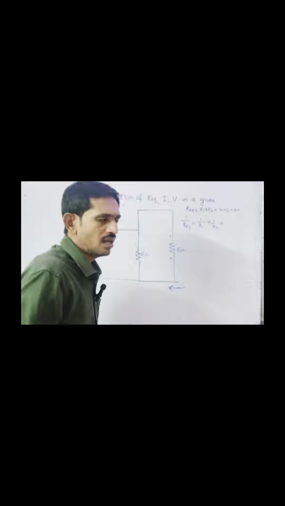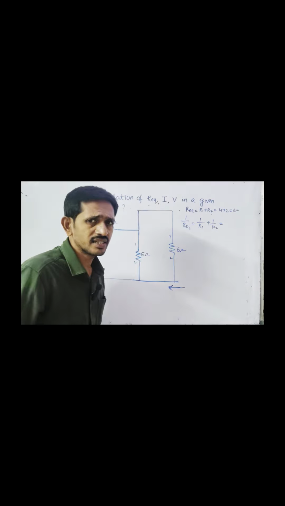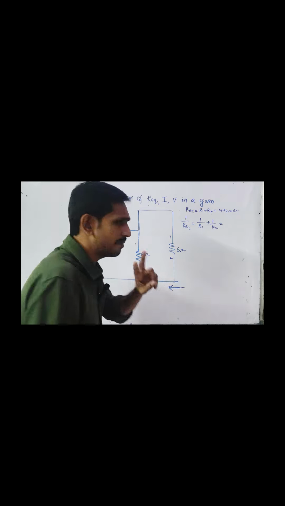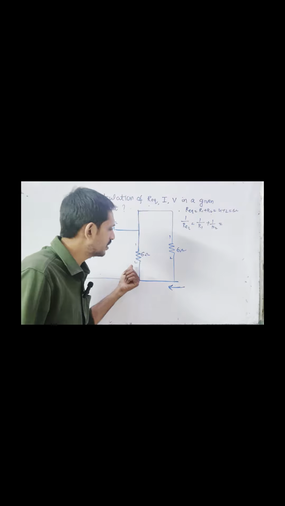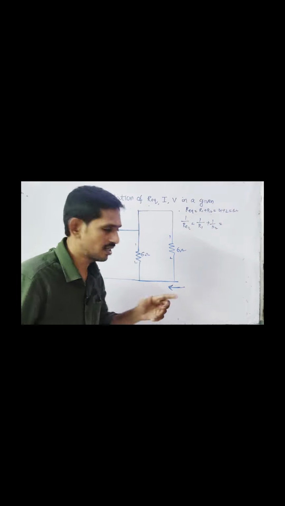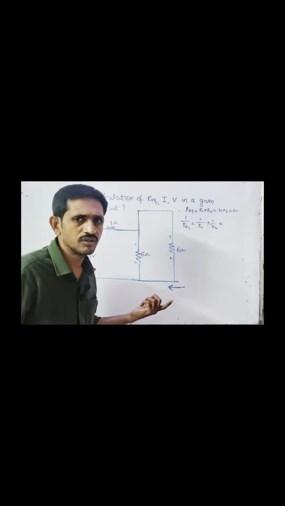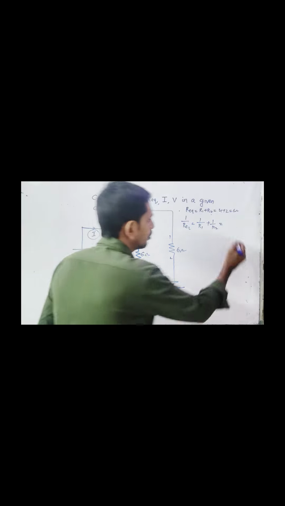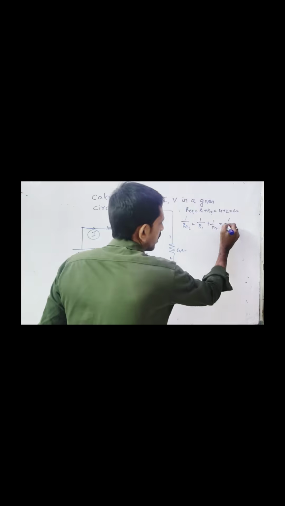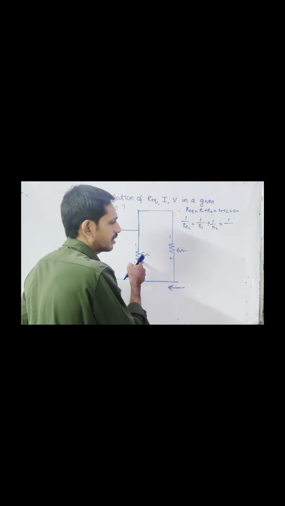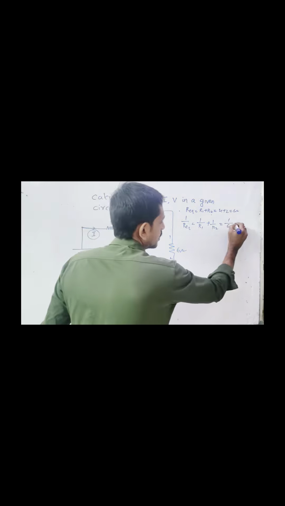Otherwise, as we already discussed in previous classes, if the two resistors are the same, we have to halve it. The R equivalent of 6 ohm and 6 ohm, we have to halve it. What is half of 6? That is 3. So my R equivalent is equal to 3 ohm. Otherwise we can solve it: I call it R1, I call it R2, 1 by 6 plus 1 by 6.